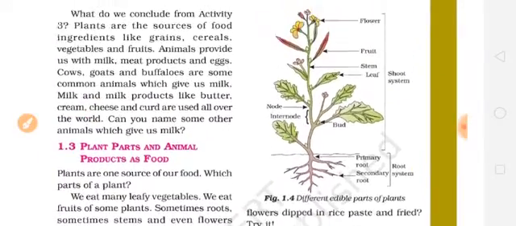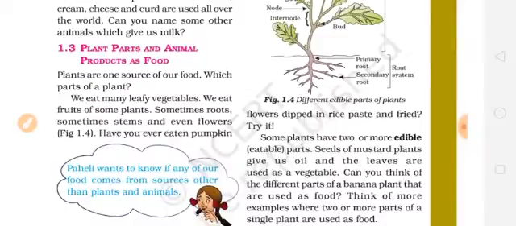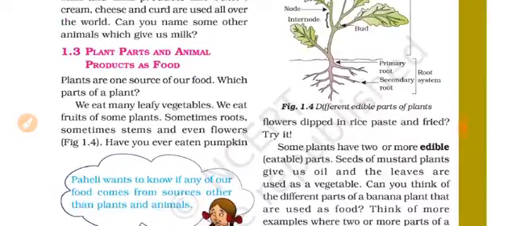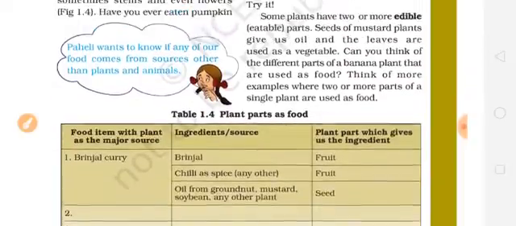And we know some plants have two or more edible parts. Edible means eatable parts will be there. And seeds of mustard plants give us oil, and the leaves are used as a vegetable. And pumpkin flowers, after soaking in a rice paste, we can fry it. It is tasty. You can ask your mother to cook and give for you.